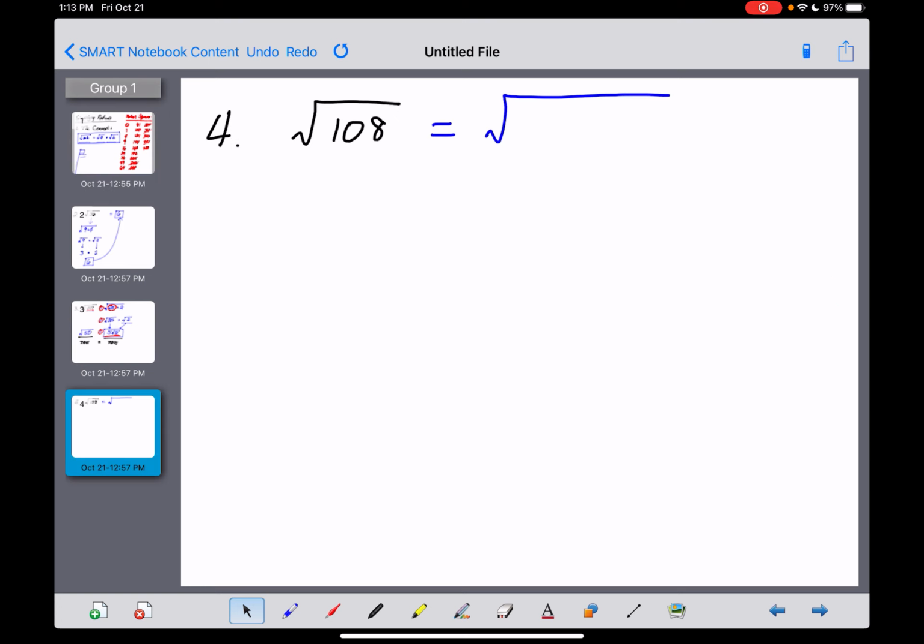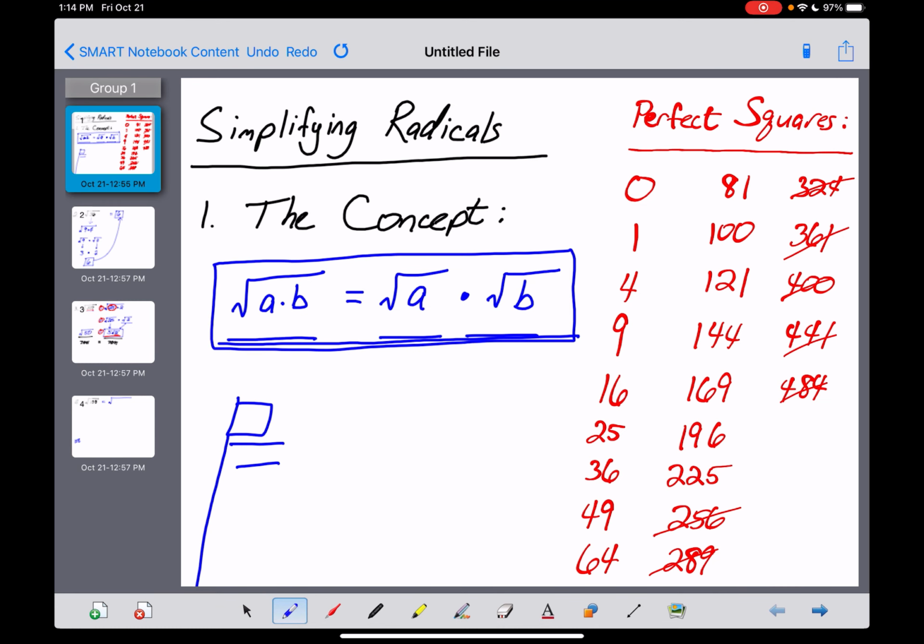Now let's go back and talk about a basic piece of number theory. If I were to ask you guys, what is the largest number that divides into 108? The answer to that is 108. In general, the largest number that divides into any number is the number itself. Well, obviously, 108 is not a perfect square. It doesn't show up in this chart.